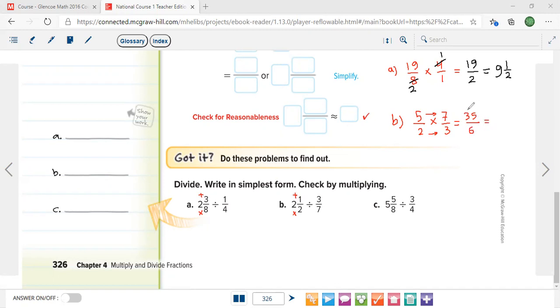Now this is an improper fraction. We transform it into a mixed number. So you ask yourself, 35 contains how many sixes? It contains 5 because 5 multiplied by 6 is 30, and the remainder will be 5 over 6. So don't forget to write here 9 and a half, and here 5 and 5 over 6.